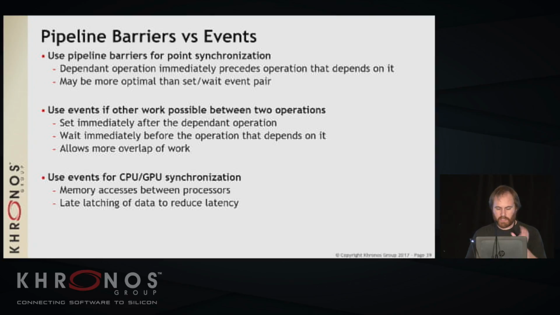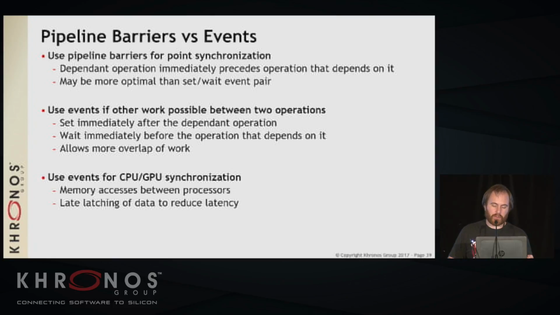So the difference between the two is, or rather when you should use each. The pipeline barrier, you should definitely use it if it's for point synchronization. If you're synchronizing stuff before one point and after another point, then you should use a pipeline barrier. It tends to be cheaper to do that with a pipeline barrier than squishing an event with nothing between it. On the flip side, if you actually have some work you can do in the middle that doesn't depend on either of those bits, you should use an event because that gives you more opportunity for overlap.